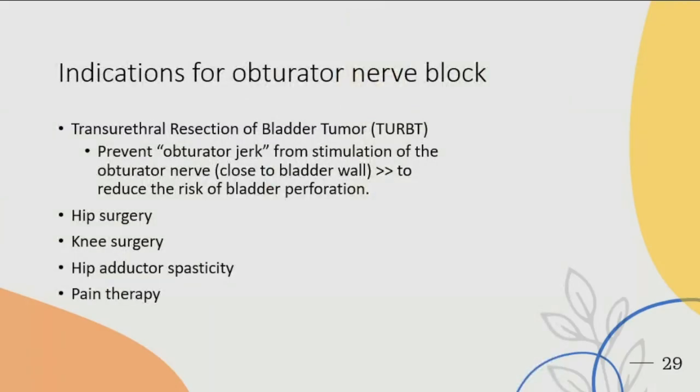So the indication for the obturator nerve block, mainly it's used for TURBT. Like what we mentioned just now, it's more of a prevention of the obturator jerk, especially during the TURBT. This is to reduce the risk of bladder perforation as a result of the obturator jerk. Some will do it for hip surgery, rarely for knee. Sometimes in chronic pain, they'll do it for hip adductor spasticity or certain pain therapy.